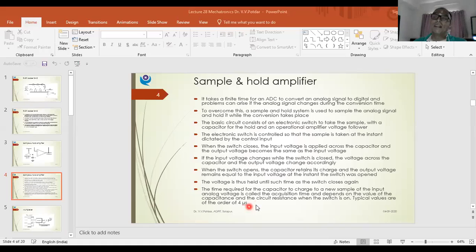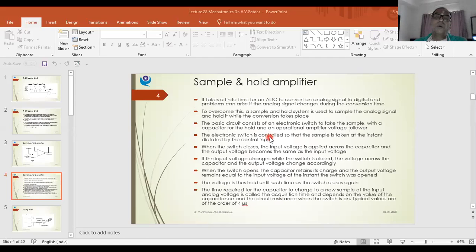1000th part of a second. Microsecond, 10 to the power -6 the part of the second. So it's so fast. That's what it is. So this is how my sample and hold amplifier, or op-amp as a sample and hold amplifier works. So this might be there as a note, might be asked in the exam.